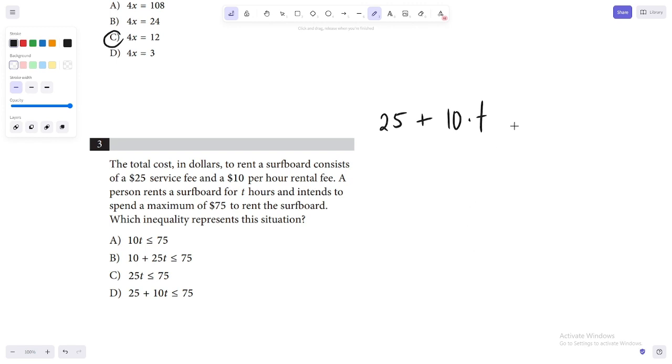And to finish it up, we know that he can spend a maximum of $75. So this right here, the amount of money he is spending, cannot be more than $75. So it has to be either smaller than $75 or equal to $75. And that is the option D.